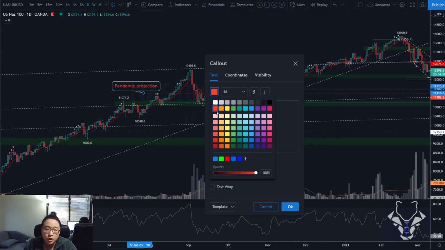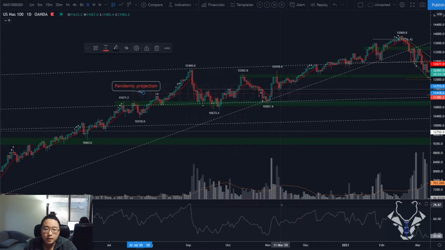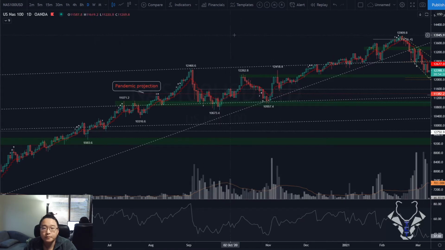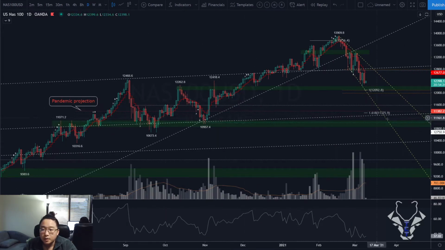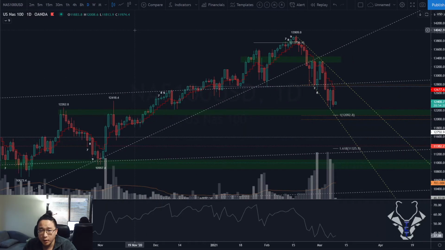Pandemic projection. Good enough. So that is based on the 50% move theory. Now, I got another theory aside from this 1-to-1 extension, potential bounce from here, as well as aside from this 50% move of the pandemic move.